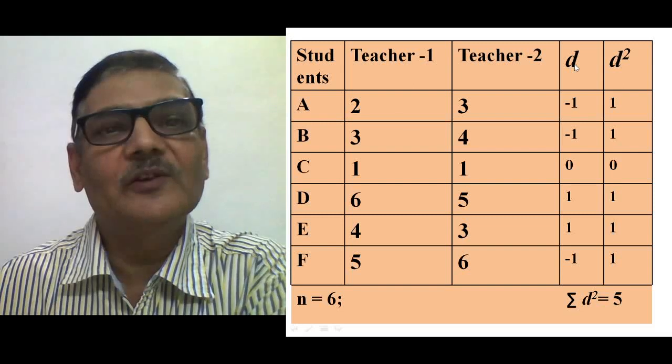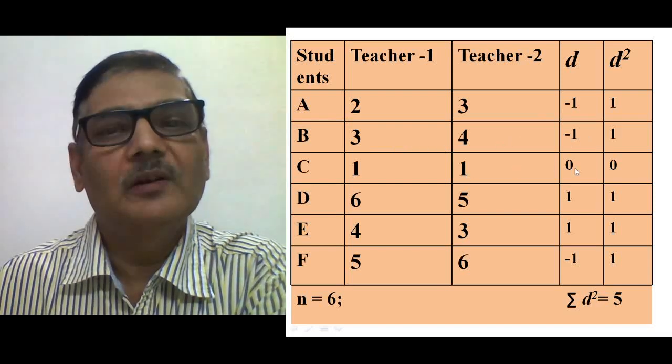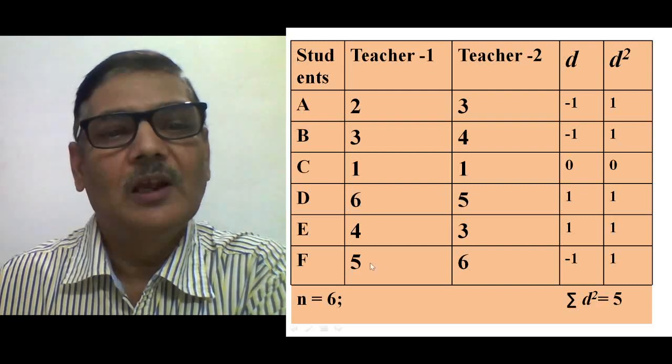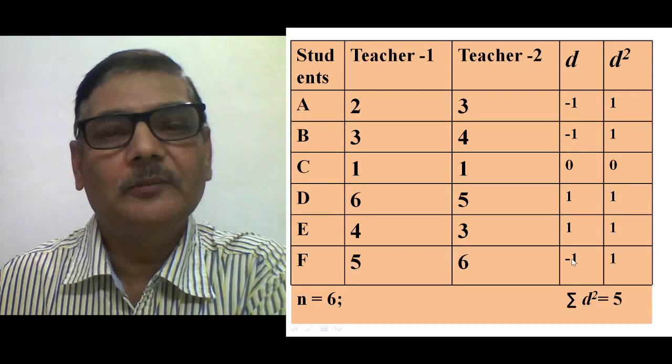D means difference, that is the difference between the ranks of teacher 1 and teacher 2. So it is 2 minus 3, it comes to minus 1. 3 minus 4, it comes to minus 1. 1 minus 1, it is 0. 6 minus 5, that is 1. 4 minus 3, it comes to 1. 5 minus 6, it comes to minus 1.